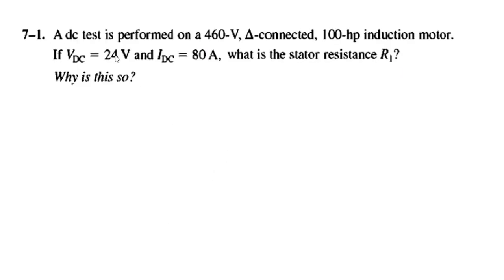So let's see the question. A DC test is performed on a 460 volt delta connected 100 HP induction motor. VDC is 24 volt, IDC is 80 ampere. What is the stator resistance R1? And why is this so?